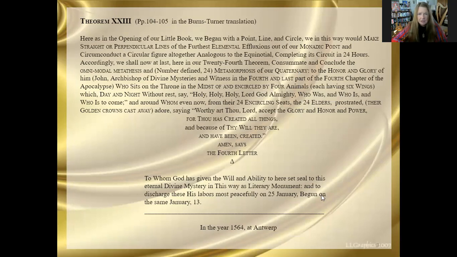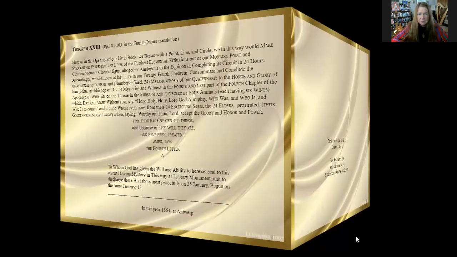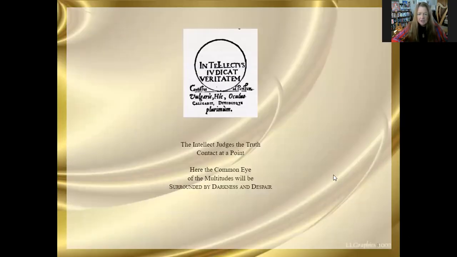This is all the text that is there except for his sign off. I'm going to go back through it in a moment. But then after going through this text, you get this little symbol where Dee will say the intellect judges the truth, contact at a point, hear the common eye, and the multitudes will be surrounded by darkness and despair. Why? Because they won't have understood much of anything he said. But you will not despair because you have understood most of what he said, or enough, at least I hope, that having put in the time and made it to this point, you don't despair.